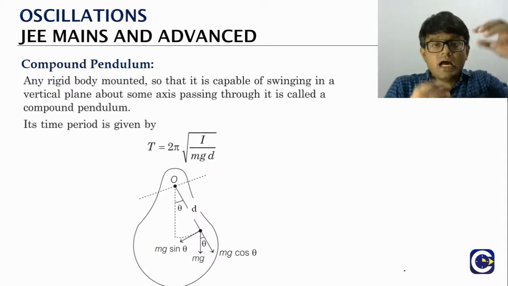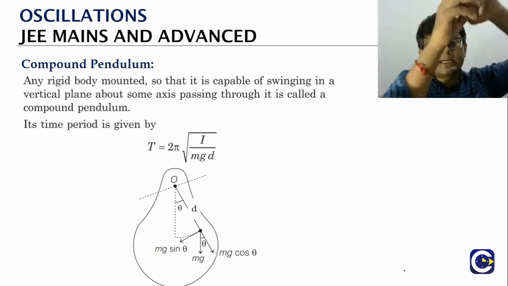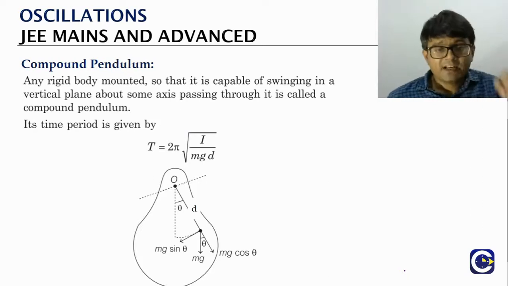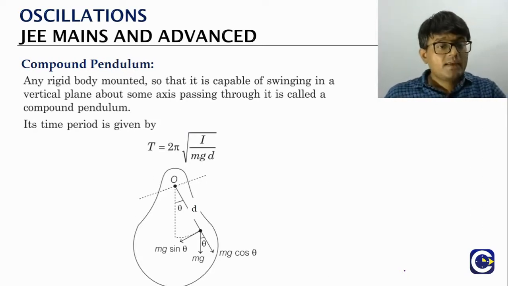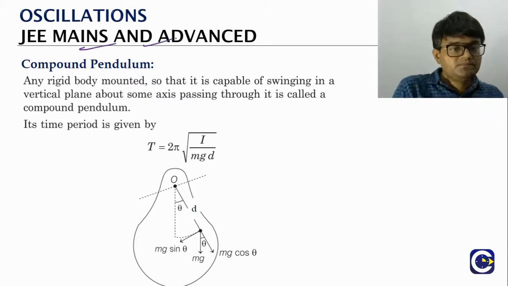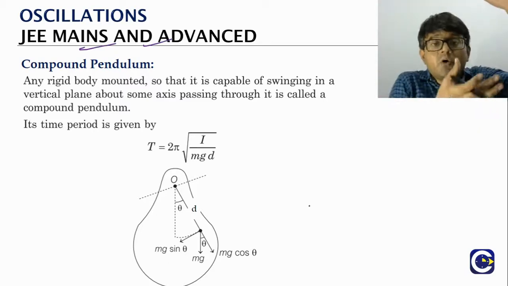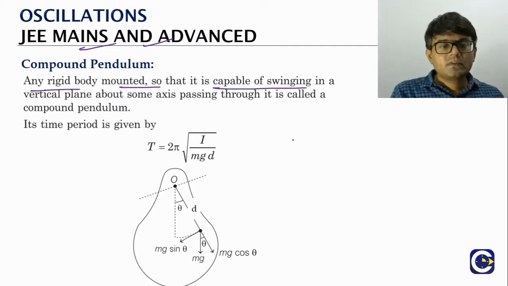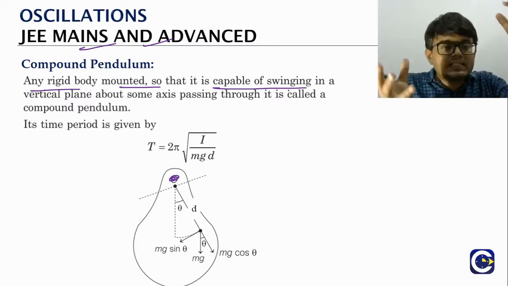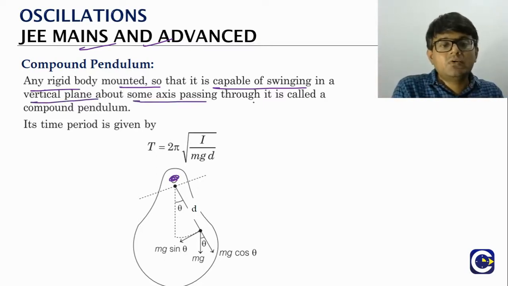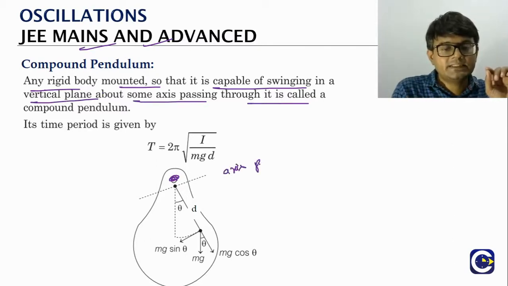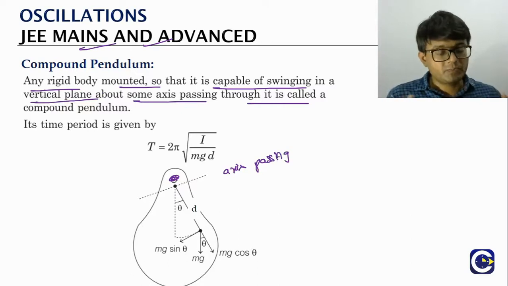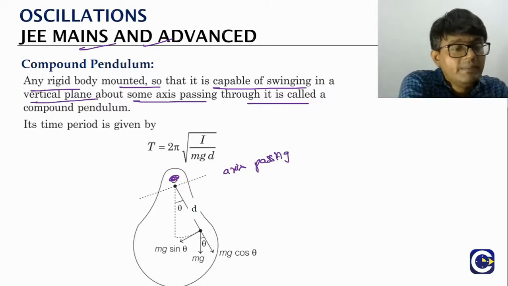Now just like the way we have a simple object connected to the wire, the simple pendulum, we can also talk about a compound pendulum. What is the compound pendulum? Here the rigid body will be rotating. A rigid body which will be mounted onto a fixed point will be capable of swinging in a vertical plane about the axis passing through that fixed point. So this is the axis passing through the fixed point. Why are we saying vertical? Because it will be driven by gravity.